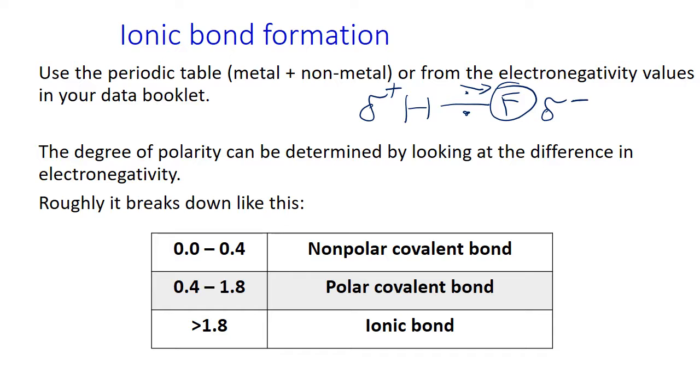So it roughly breaks down like this. If the difference in electronegativity between the elements in the bond is between 0 and 0.4, it's going to be a non-polar covalent bond. If it's between 0.4 and 1.8, that's a polar covalent bond. And if it's greater than 1.8, you're looking at ionic bonds.